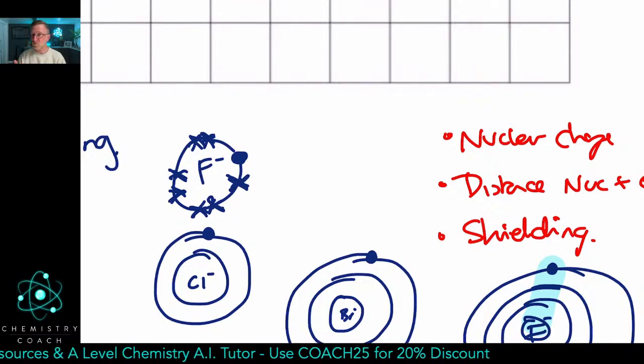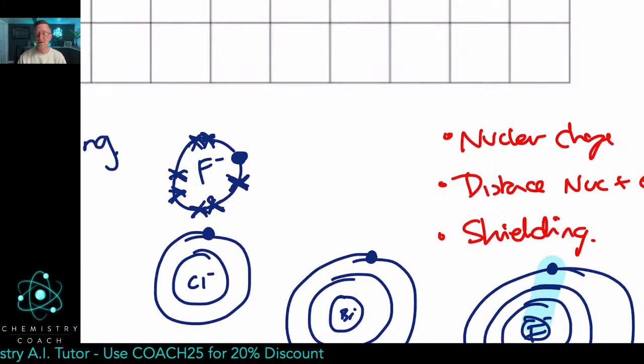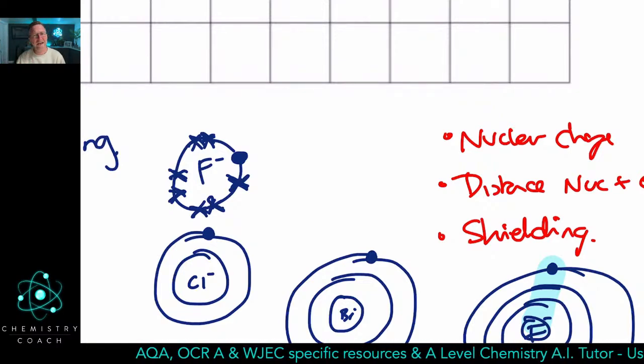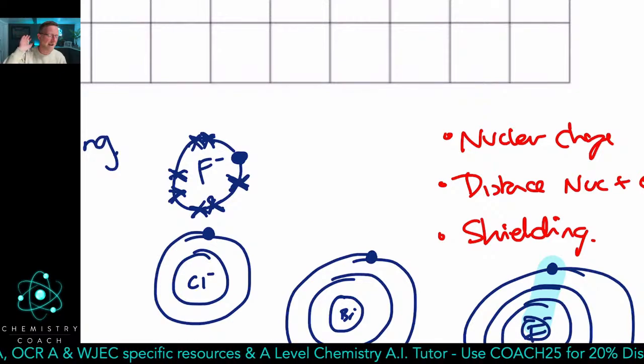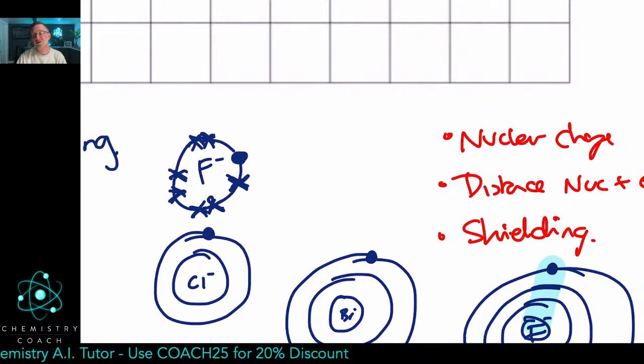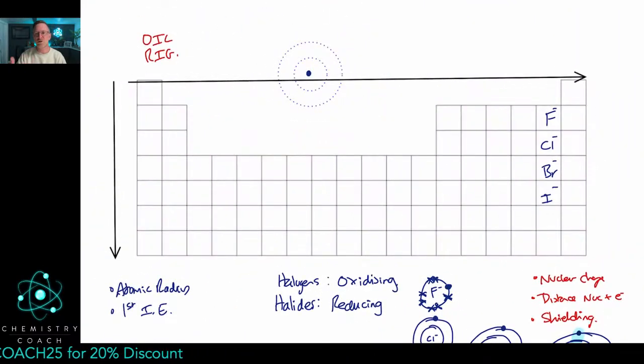So iodine is really good. If it has gained an electron, it's really good at losing it again. It's kind of like, oh, you want this electron? Yeah, fine, whatever, take it. But I'm struggling to hold on to it anyway because the attraction between my nucleus and the outer electron is really weak. So just take it. And so iodide is really good at donating that outer electron and reducing something else.